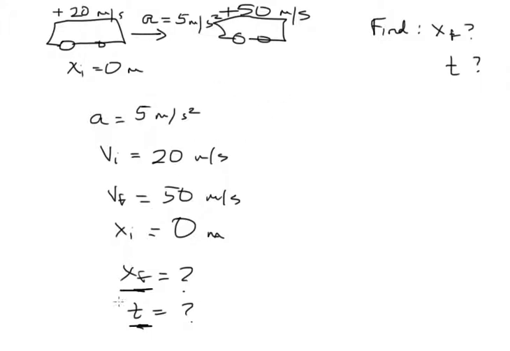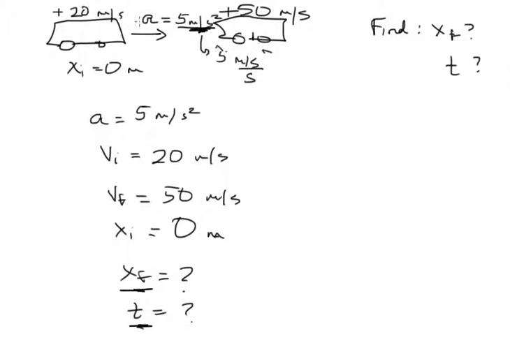So, to figure out time actually, before we even use the formulas, can we figure it out intuitively? Let's think about it. If I'm starting at 20 and I got to 50, right? So I went from 20 to 50, and I know that every second I went up 5 meters per second, right? Remember, you want to read this as 5 meters per second per second.